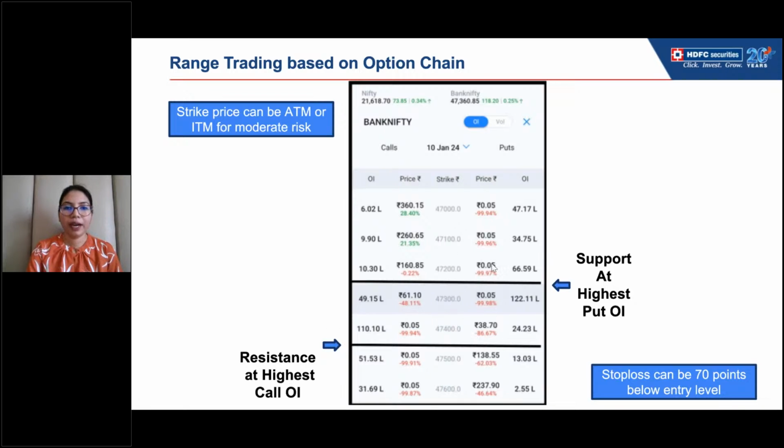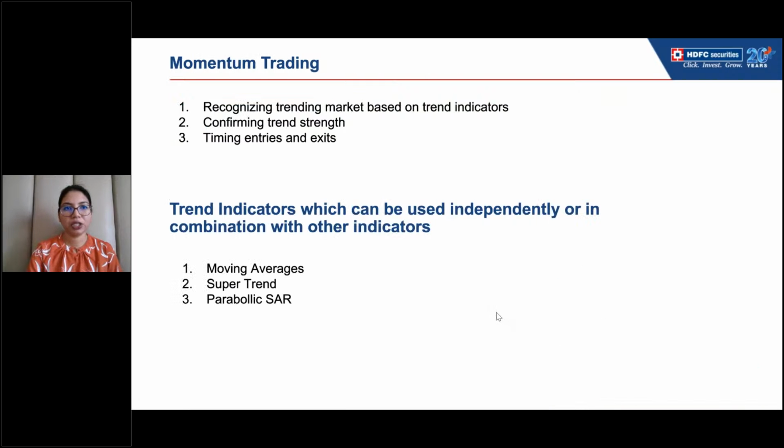So this is how you find out the support and resistances based on the option chain, and you should always go and confirm it on the chart as well. All right, so this is how we trade the range. Now next is momentum trading.